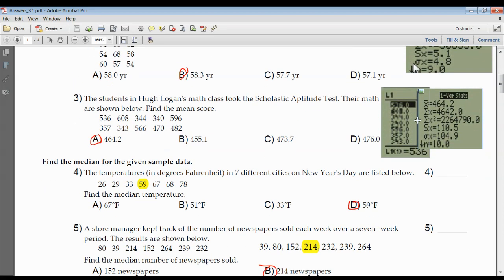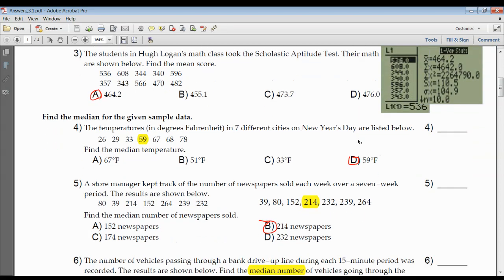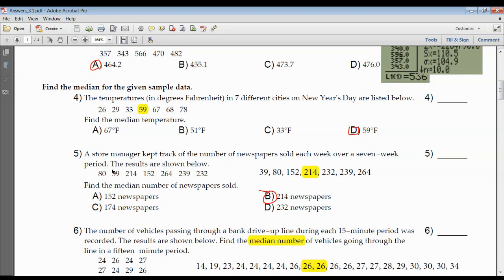Same exact thing in number 3. Here I actually show you putting the numbers into a list with 1 decimal place because the answers all have 1 decimal point. And there's my mean of 464.2. Number 4, median. Well, the median is the middle number, provided, of course, your numbers are in order.